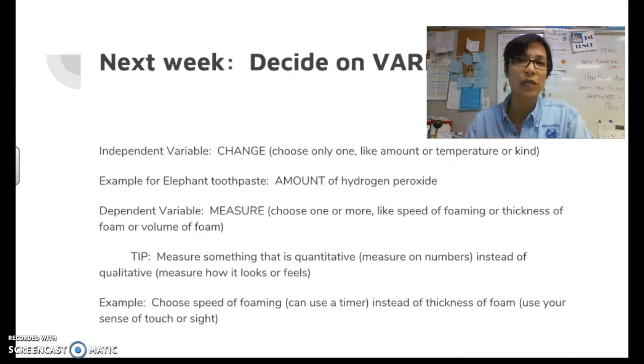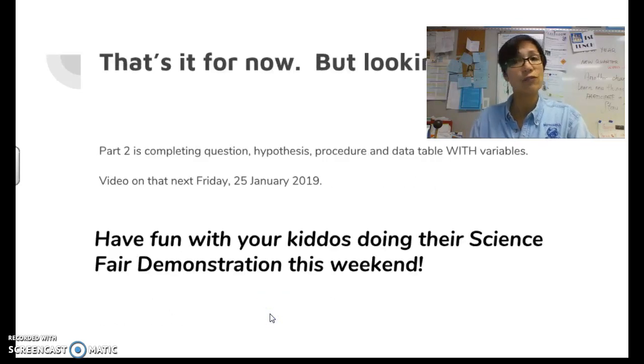If you're going to choose something that is quantitative, then you can easily use a tool. So for example, for the elephant toothpaste, I can choose to measure the speed of foaming. So I can use a timer instead of the thickness of the foam, where I will use my sense of touch or sight. So that's it for now.